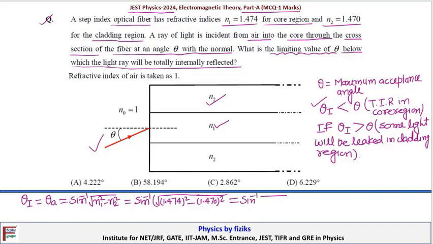sine inverse under root 0.0118, and this value is sine inverse 0.1085, and this value is approximately, in degree if you calculate, 6.229 degree. So option D is correct.